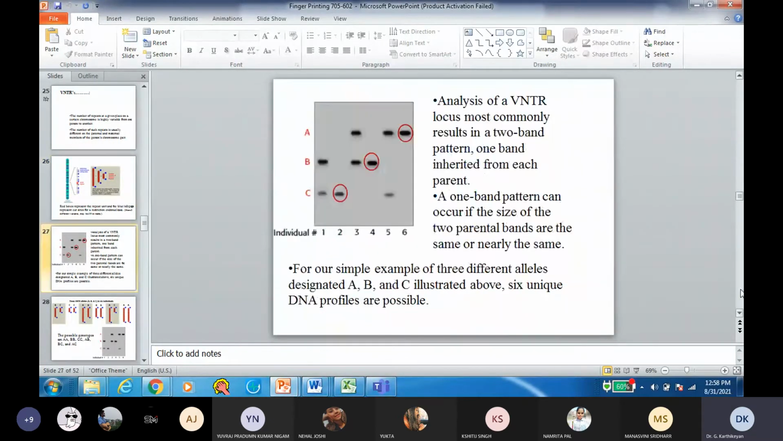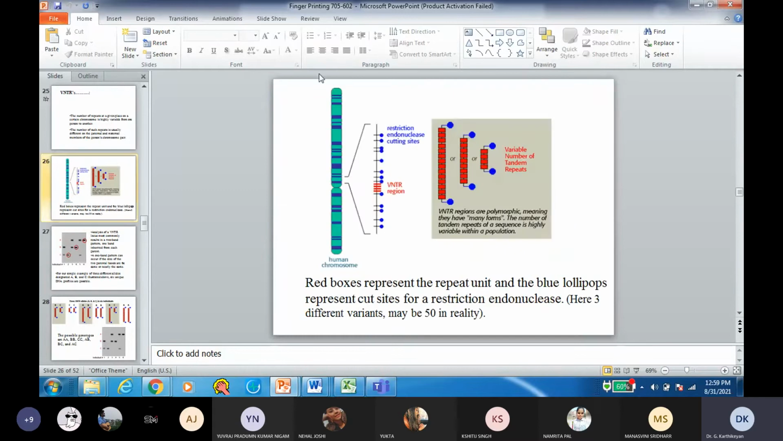Analysis of a VNTR locus most commonly results in a two band pattern, which is basically because one band is from the father and one band is from the mother. You may get only one band sometimes, and that happens when both the parents have exactly identical number of copies. If you go back, let's say person A could inherit this many from the father and this many from the mother. But it is possible, very rarely, that a person could be inheriting exactly the same number of copies from both the parents.